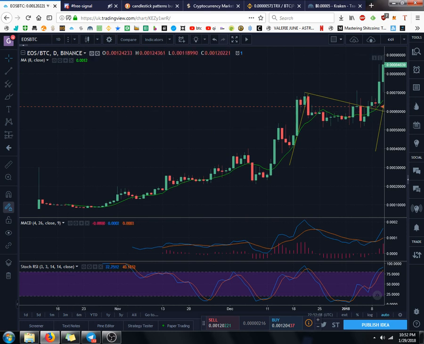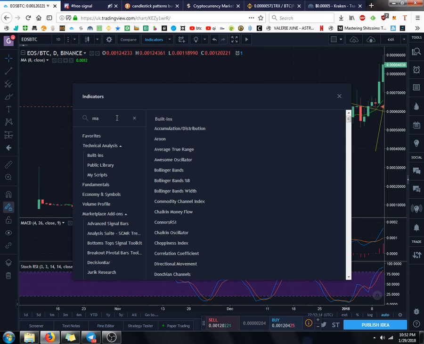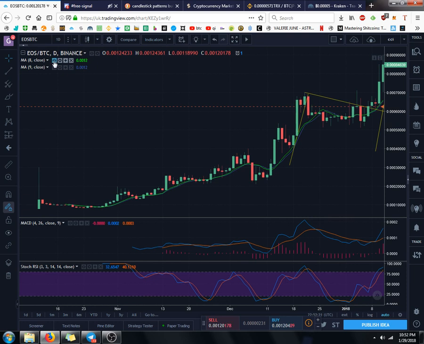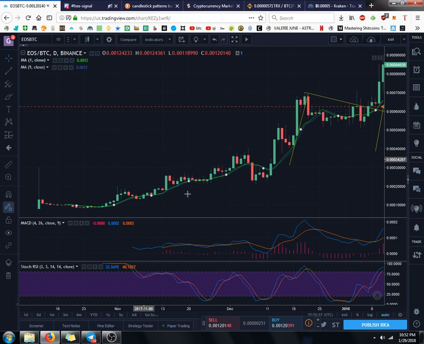So say I'll just add a moving average, and just set it to 1, right? So that's just the average of the last one candle. So that's actually where the candle is moving, right?